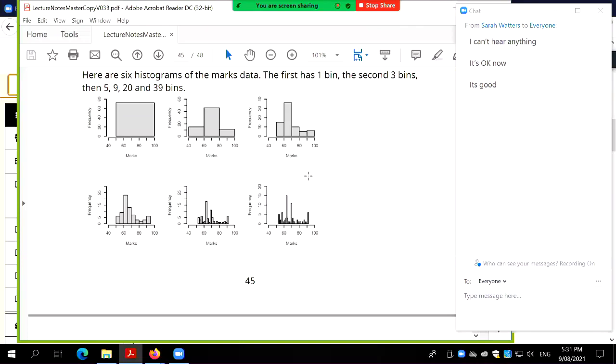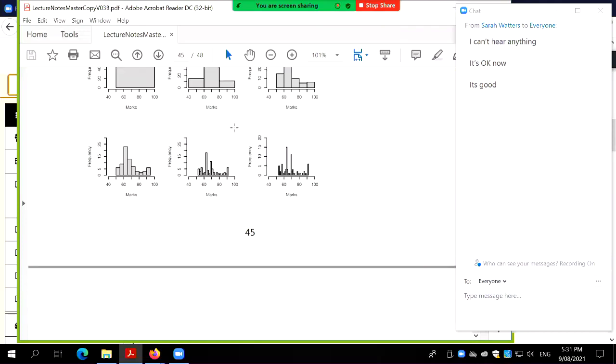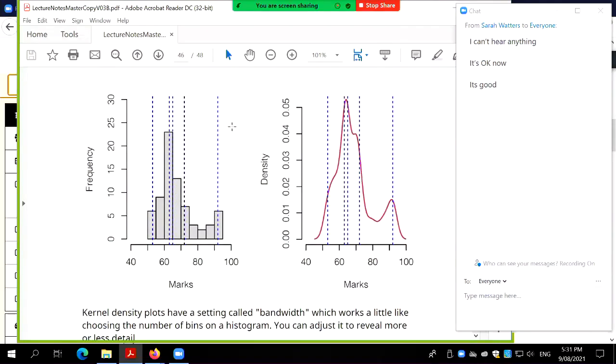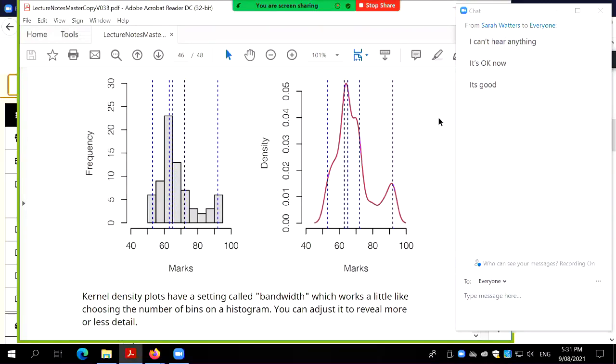Now, the modern visualization that's commonly used is this thing called a kernel density plot or a density plot. And although it's not the way it's actually drawn, you can think of this as being the outline of a histogram that had an infinite number of bins. So it's a smooth line.